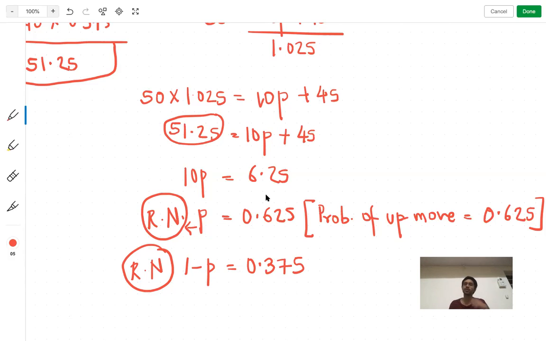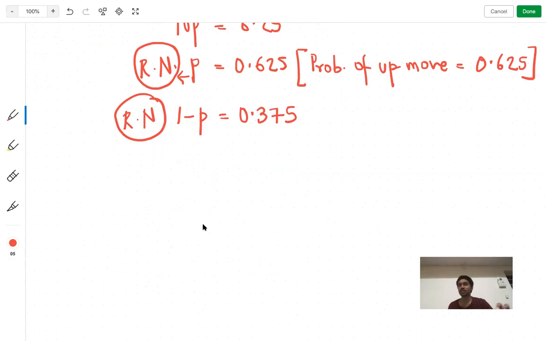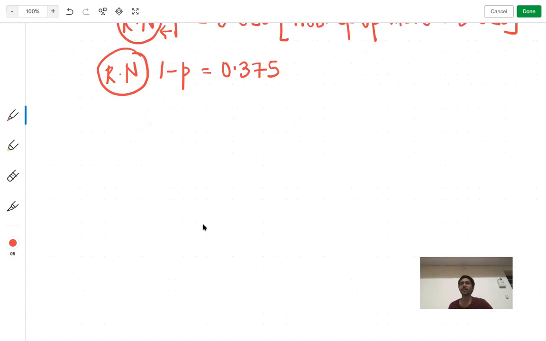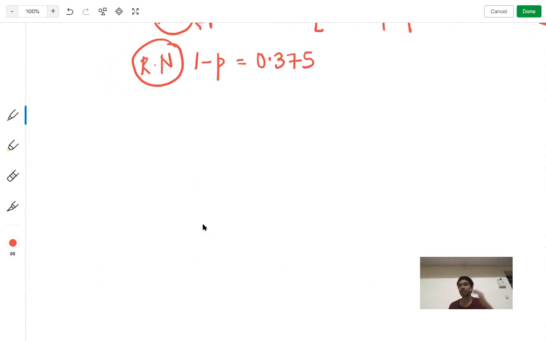Okay, if they give you the real world probability and the risk neutral probability, and then you're asked to find the value of an option, you are supposed to use the risk neutral probability and not the real world probability. Okay, so we have seen that the risk neutral probability of the upside is 0.625 and the risk neutral probability for downside is 0.375.